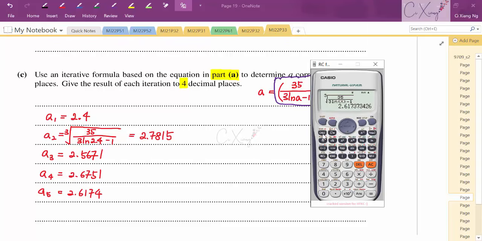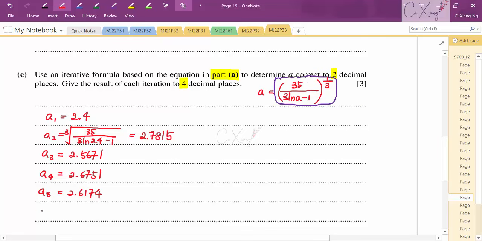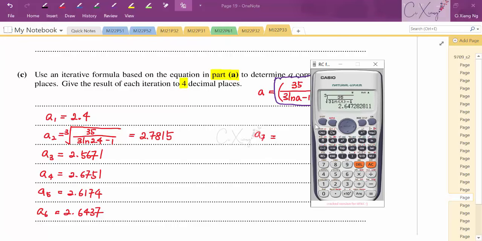Okay, so for A6, I press calculate, then 2.6174, equal sign. So 2.6473. It hasn't repeated yet, so just continue again. For A7, I need to key in 2.6437, equal sign, and I get 2.6334. Maybe you try again, so calculate again. Sorry, I think we got 2.6473 just now, right? Let me repeat again.